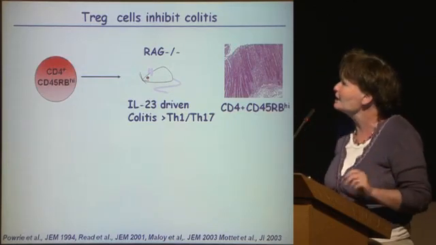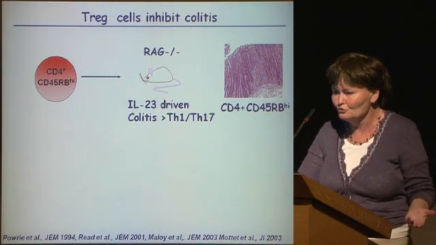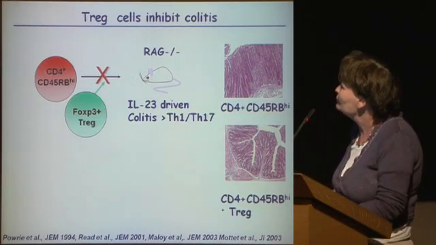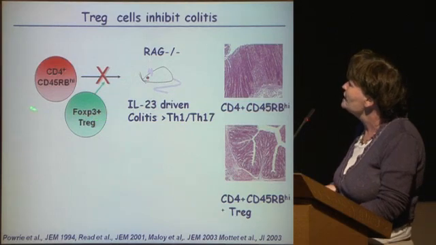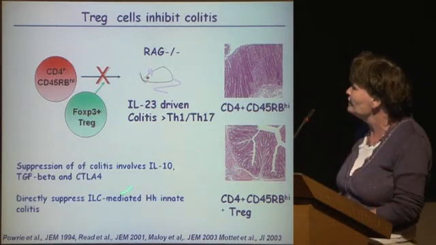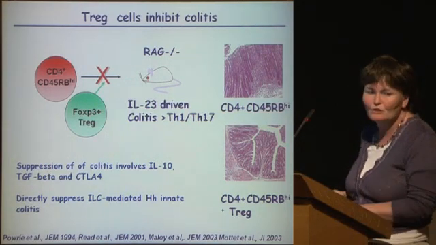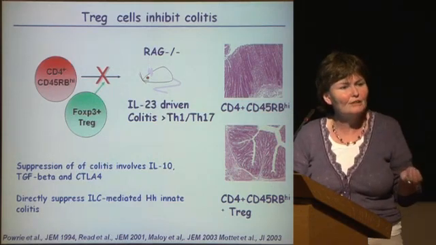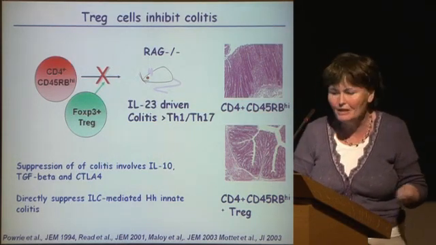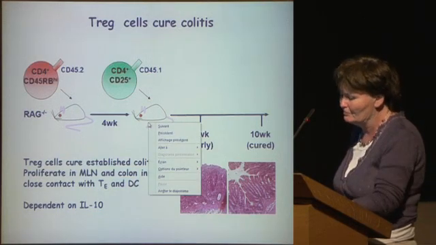So just to finish with a couple of points about regulatory T cells, I've told you about IL-23-driven colitis, and transfer of regulatory T cells is able to prevent the development of this disease, and we've identified a variety of the mediators that are involved here. And I would just make the point that regulatory T cells can control this T cell independent innate lymphoid cell activity.